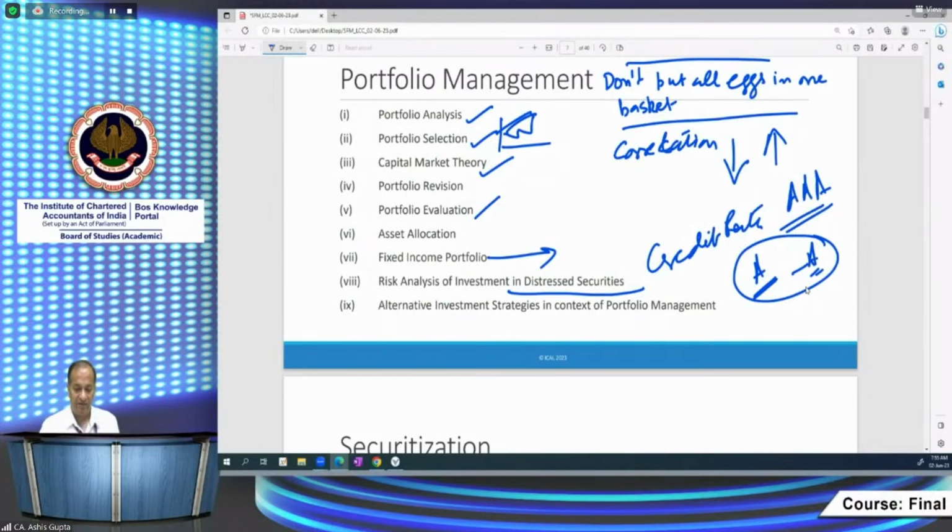Alternative investment strategy in the context of portfolio management. In this case, there are some alternatives also, like hedge funds and alternative investment funds. Some different avenues have also been covered very briefly. Even gold we have covered to some extent in the study material. Namarta says, yes, better diversification of risk.